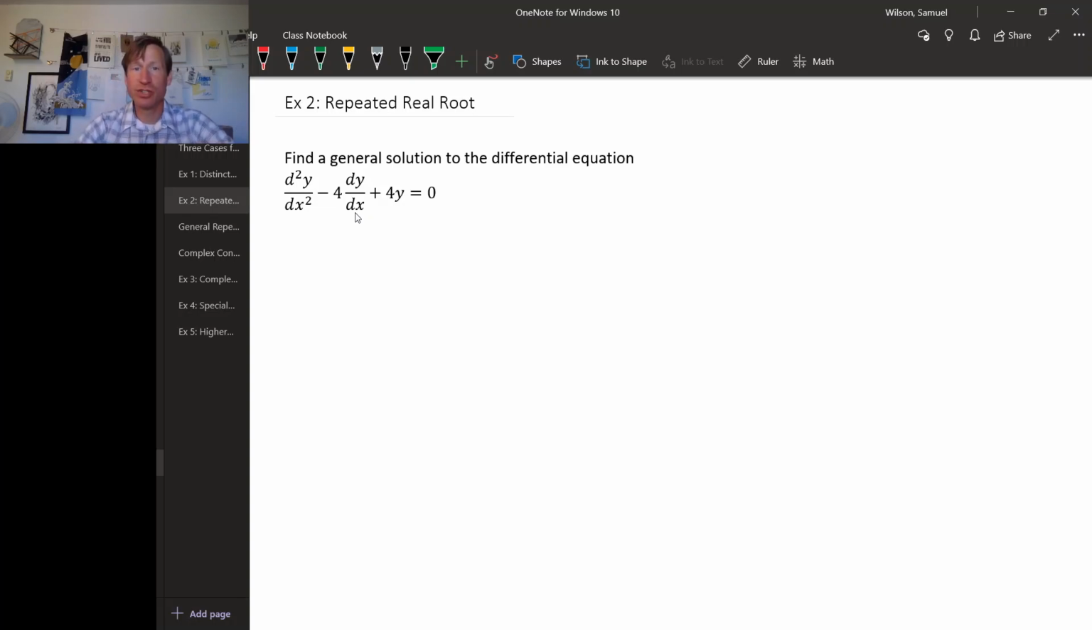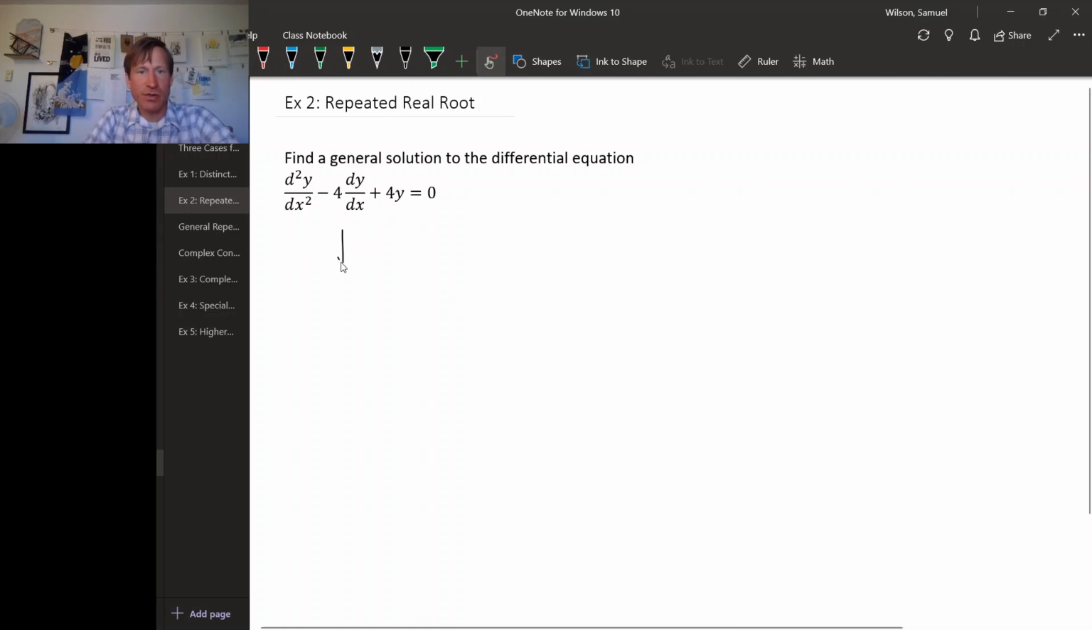Let's find a general solution to the repeated root case for a second-order homogeneous linear constant coefficient differential equation. So here's an example of such an equation: y double prime minus 4y prime plus 4y equals 0.